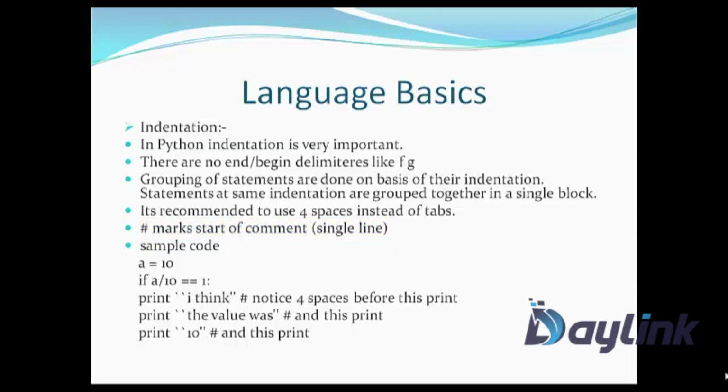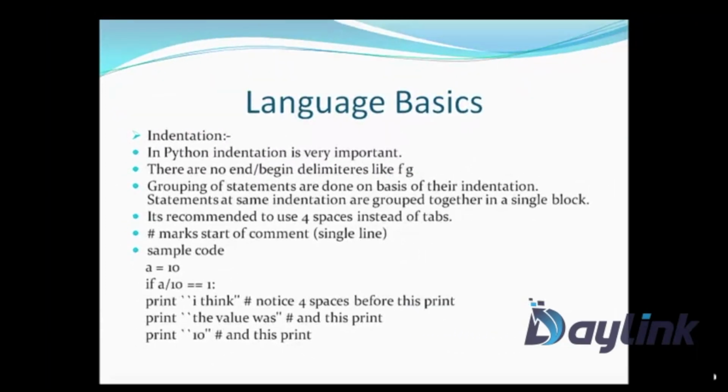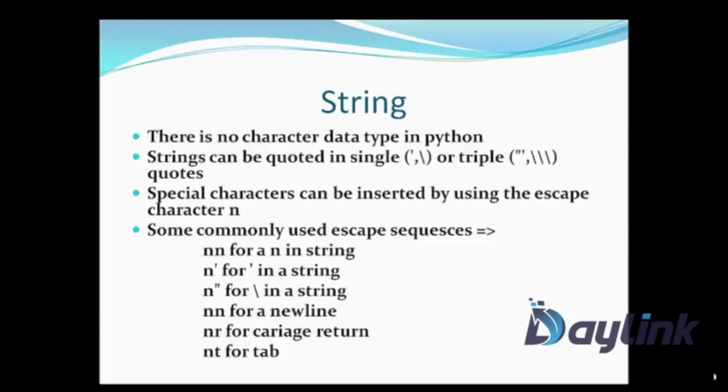Here we have a simple code on the screen. a = 10. If a divided by 10 is equal to 1, then print 'I think' and print 'the value was' and the value. And the print is equal to 10. It is actually print.